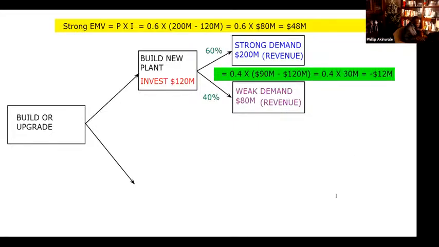Now let me tweak this up just to show that this is 90 million. So here we go. Weak demand is 90 million. All right, so that is how the setup is. And at the end of the day, you get 48 million and you get minus 12 million and you add them up. So let's put that here.